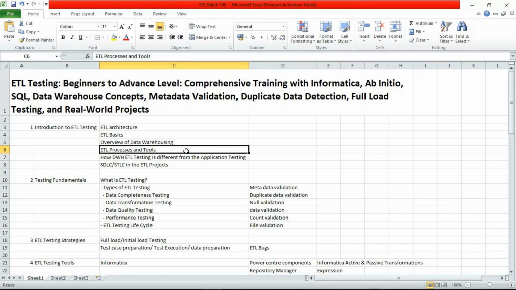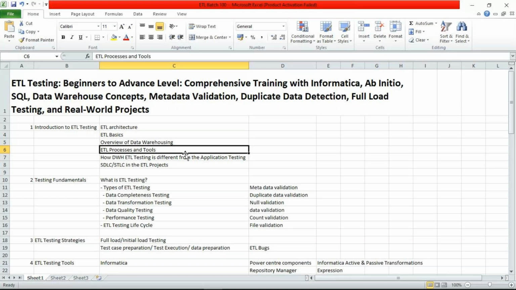So, ETL processes and tools. What are the ETL processes? There are different processes we follow to perform ETL testing and to perform ETL operations. And there are different tools available in the market. There are plenty of tools. Majorly used tools are Informatica and Ab initio. So we'll go through such tools, what these tools are and so on.